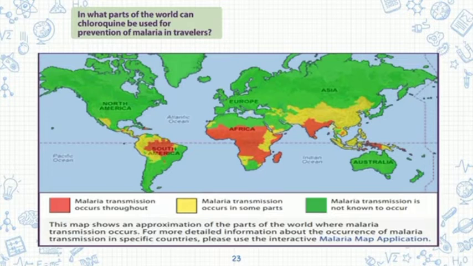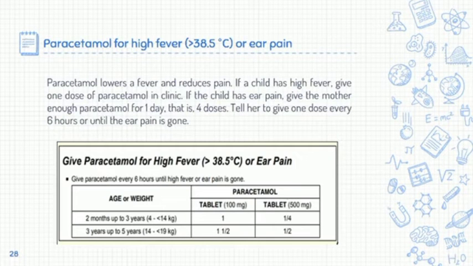We can see here that the Philippines is covered in yellow. So it means that in our country there is malaria transmission, but only in some parts of the country. So, green indicates that malaria transmission is not known to occur. So, we can see that all of Australia, most of North America, or Europe, or Asia.